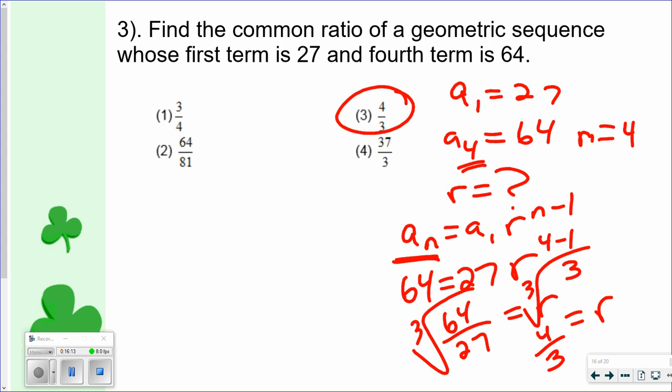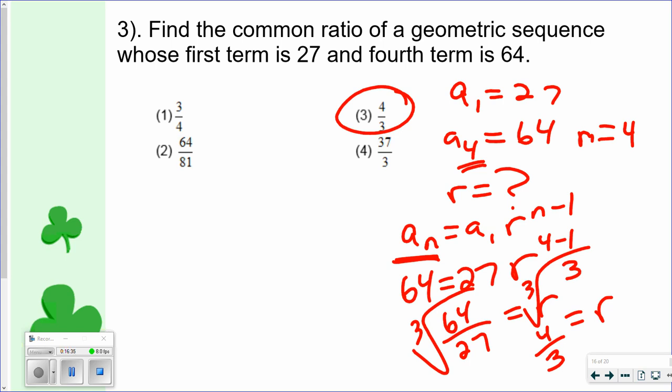And again, let's say you were confused about that. You have a calculator. They're giving you the common ratio. One of those are the answer. So you're going to take the first term and keep multiplying by 3 over 4 until you get 64. That didn't work? Try the next one. I'm going to take 27. I'm going to multiply by 64 over 81. That didn't work? Try the next one.